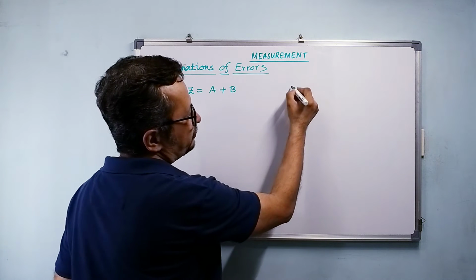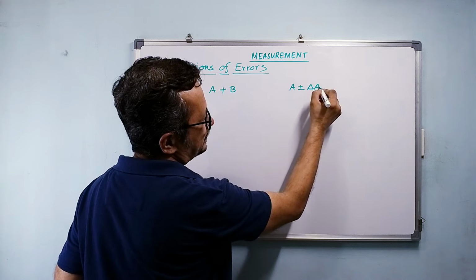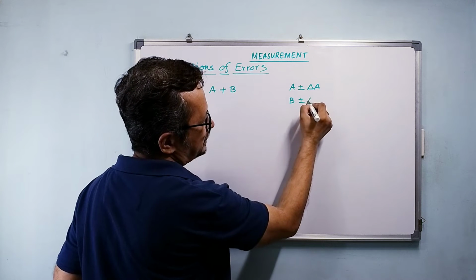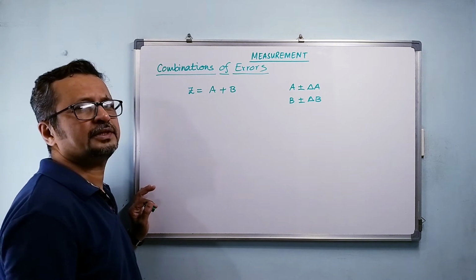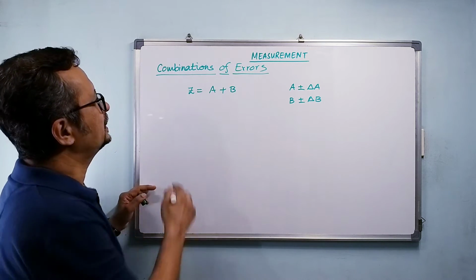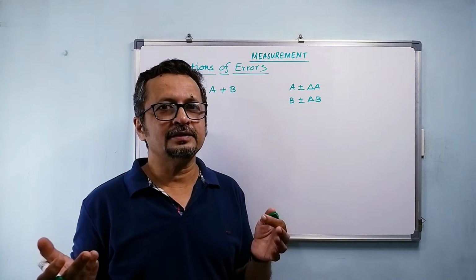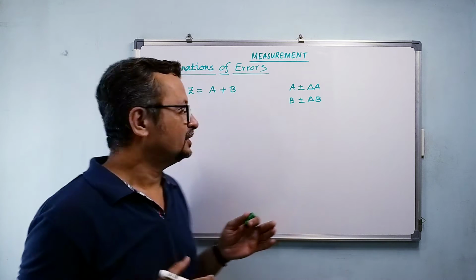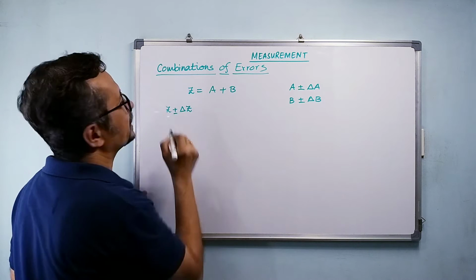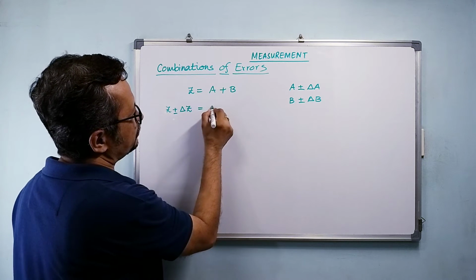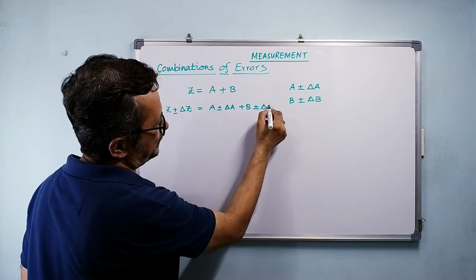For A, it would be A plus or minus delta A, and for B it is plus or minus delta B. Now what are these delta A and delta B? They are the absolute errors in A and B. Then what is the error in my quantity Z? I would say Z plus or minus delta Z, which would be equal to A plus or minus delta A plus B plus or minus delta B.